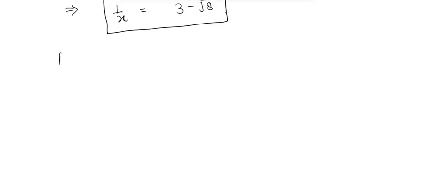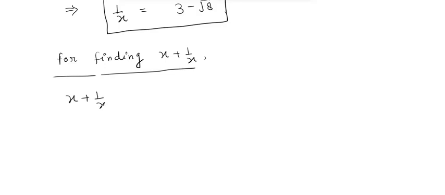Now for finding x plus 1 by x. So x plus 1 by x is equal to 3 plus square root 8 plus 3 minus square root 8. So here plus square root 8 and minus square root 8 cancel because they have alternate signs. So x plus 1 by x is equal to 6.